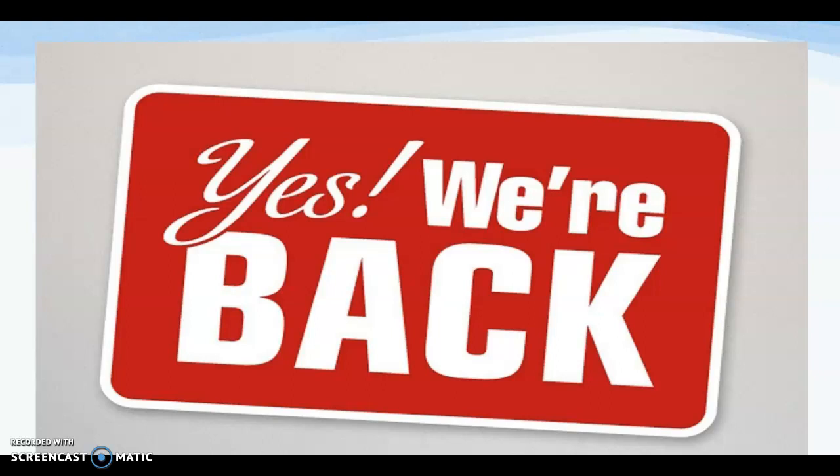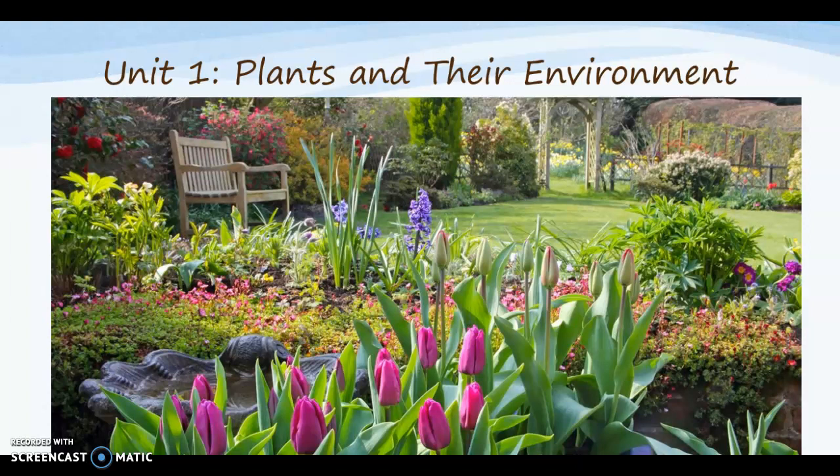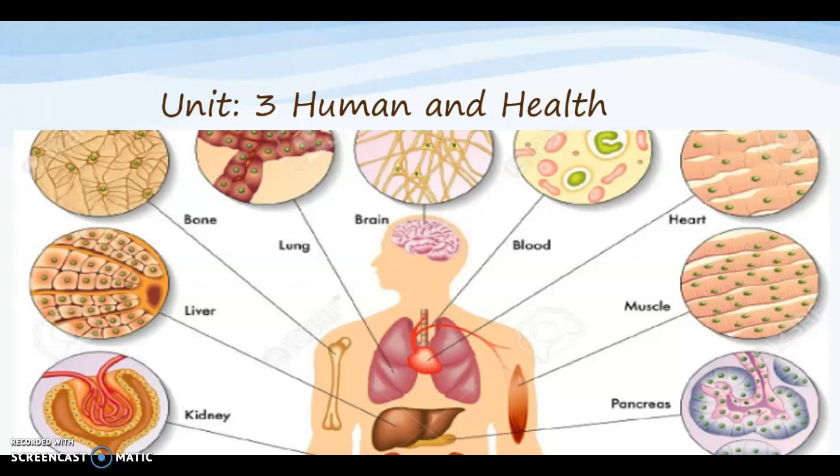As you know, we are back online for 4 weeks. I will start this video by telling you about the lessons we will learn during this duration. First, I would like to tell you about the units that we covered during this year. Unit 1, Plants and their environment. Unit 2, Animals and their environment. Unit 3, Human and health. And then we started online with Unit 4, which is about matter and energy.